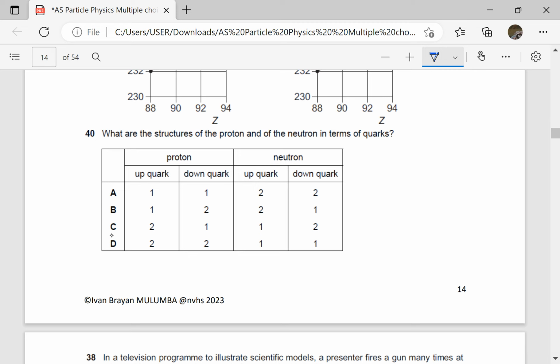What are the structures of the proton and of the neutron in terms of quarks? A proton has 2 up quarks and 1 down quark. So these ones are wrong because the proton has 2 up quarks. Then we look at C and D. It has 2 up quarks and 1 down quark. And I think the answer is C. The proton has 2 up quarks and 1 down quark, and the neutron has 1 up quark and 2 down quarks.